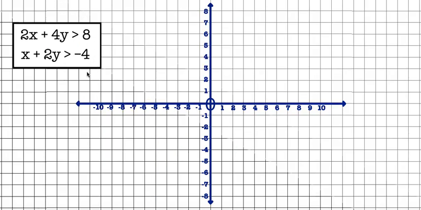All right, so here we have another set of inequalities, and we're going to do the same thing. We're going to graph them. And so we're going to start off with 2x plus 4y is greater than 8. And because this is in standard form, the first thing we need to do to graph this is find our x and our y-intercept.